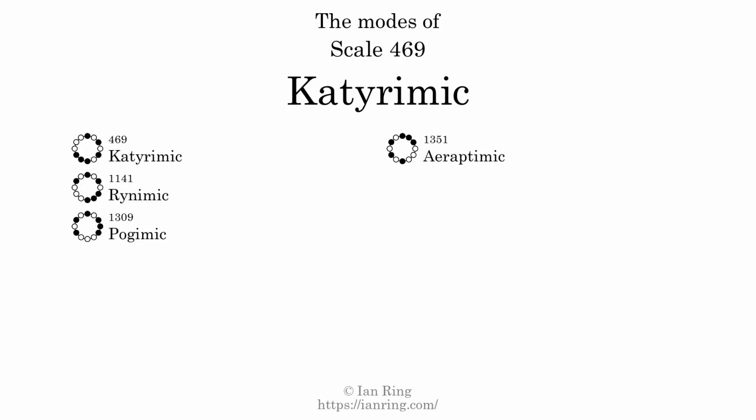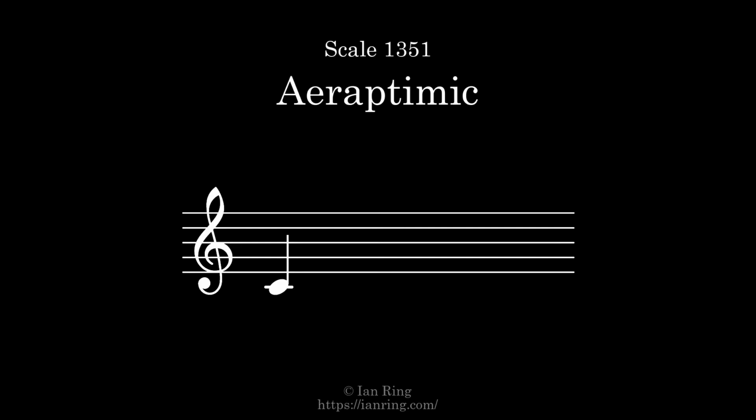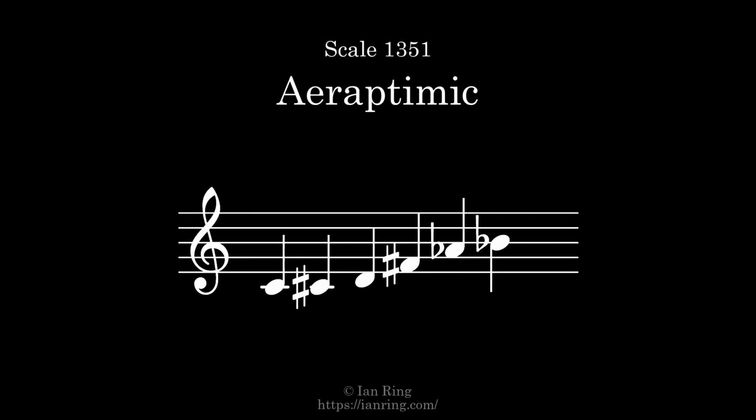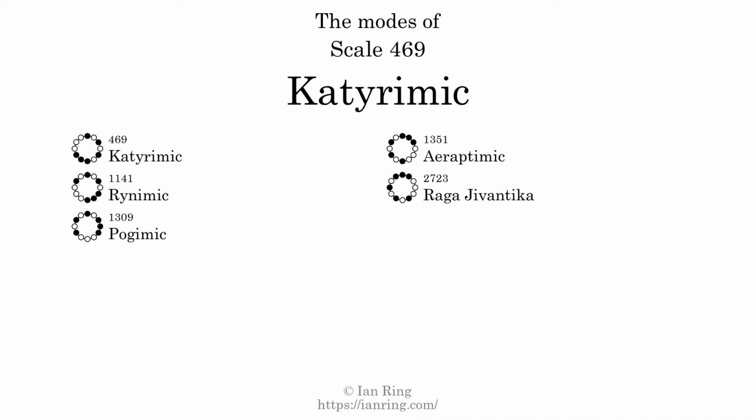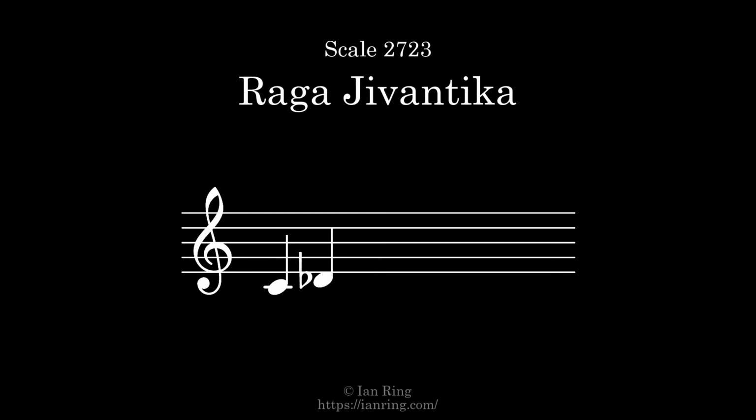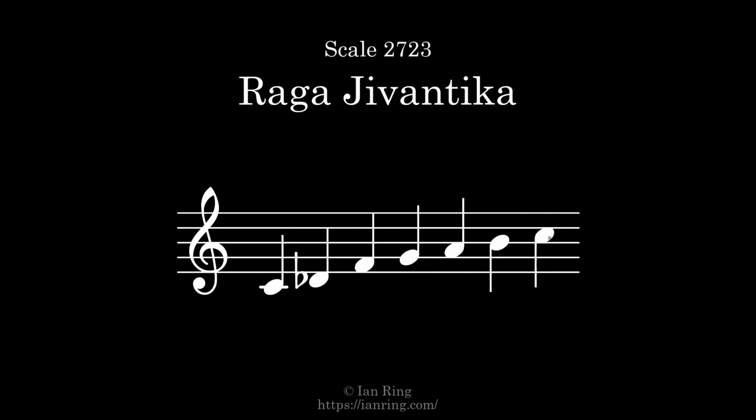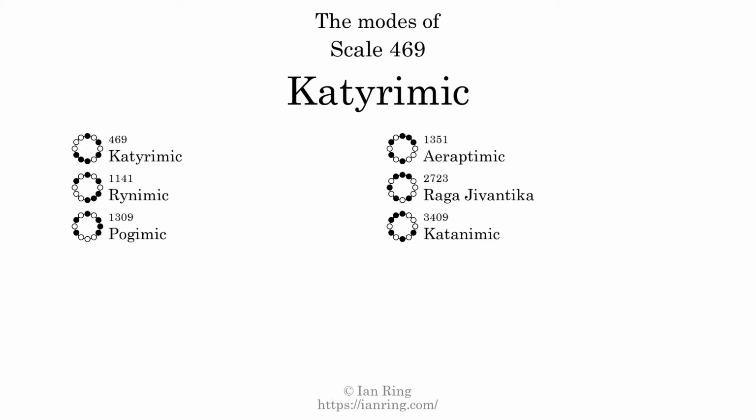The fourth mode is scale 1351, also known as eruptimic. It sounds like this. The fifth mode is scale 2723, also known as Raga Jivantika. It sounds like this. The sixth and last mode is scale 3409, also known as Katyrimic. It sounds like this.